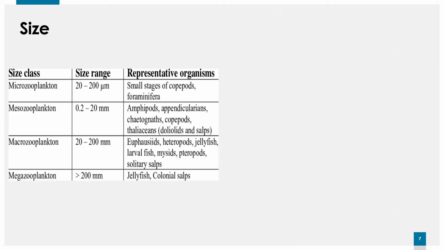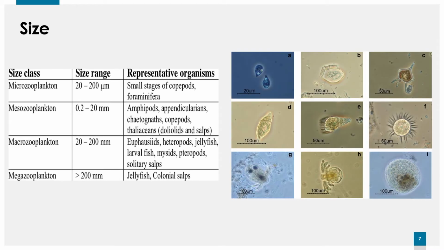Now, jumping back to the table, we start with microzooplankton, and their size ranges from 20 to 200 micrometers. Different types of organisms that can be represented here would be different stages of copepod. If we take a look at the bottom row, G and H are good examples of two different types of copepod in the nauplii stage. And then at I in the bottom right corner, this looks like some type of bivalve nauplii in its early stages of development. These are pretty good examples to look towards when thinking about what microzooplankton might look like. Let's go ahead and delete our doodles.